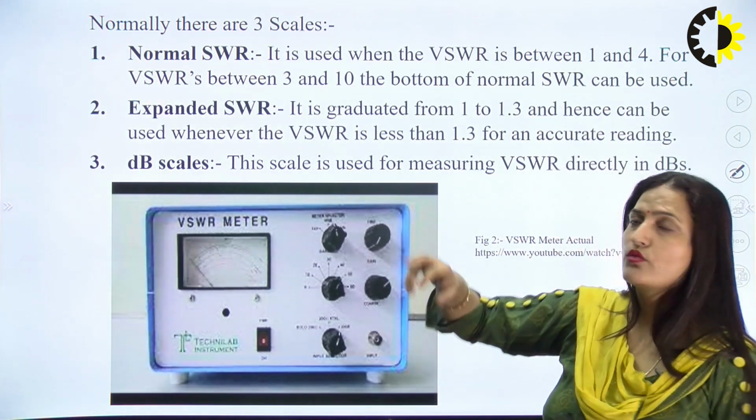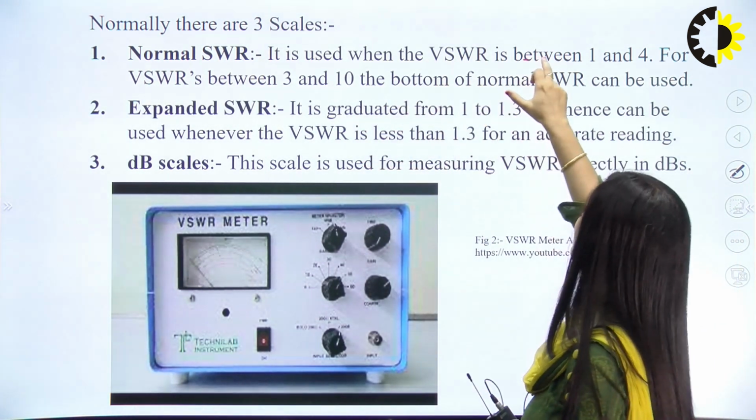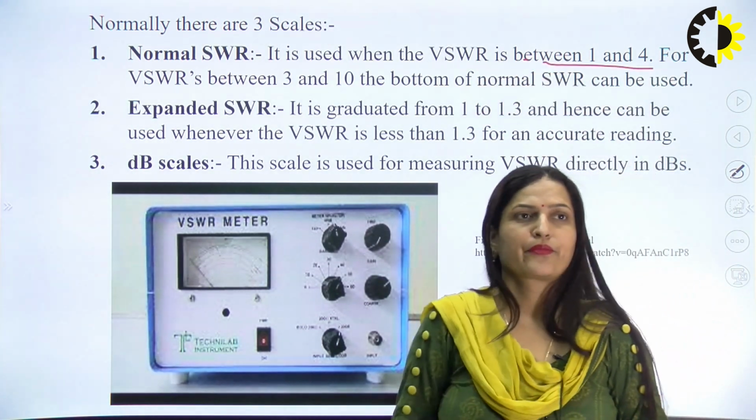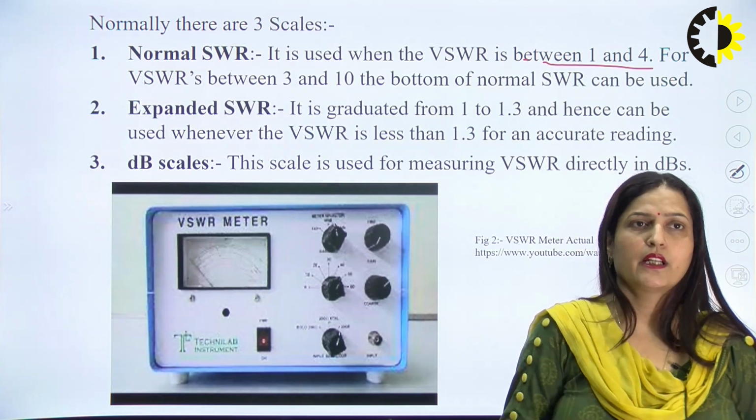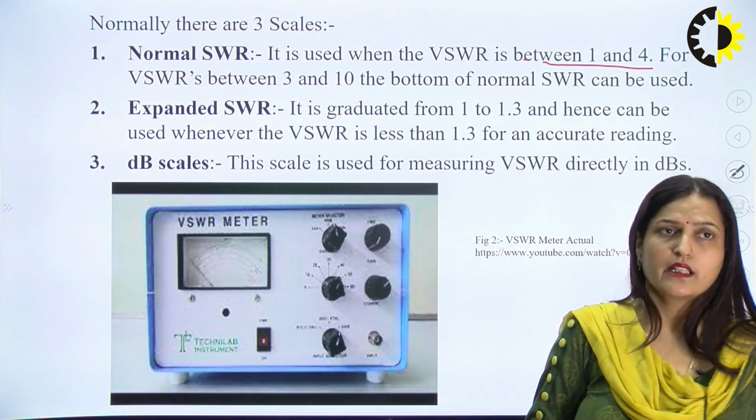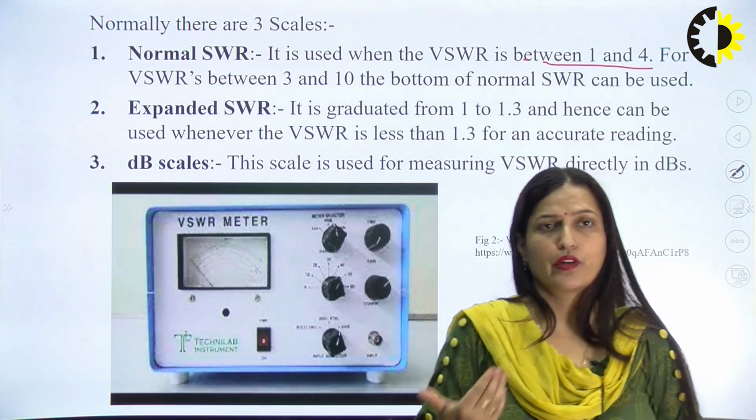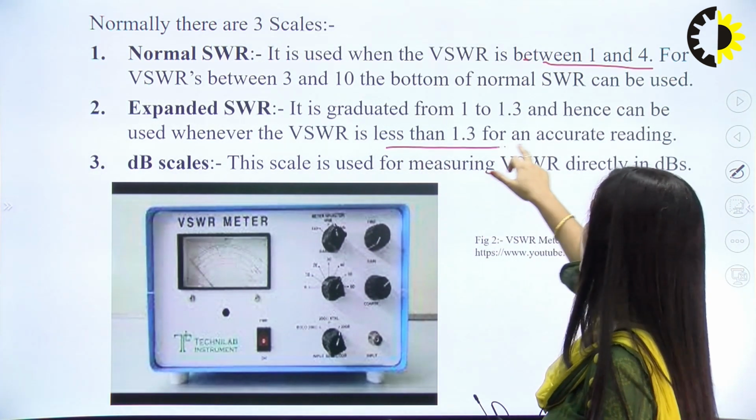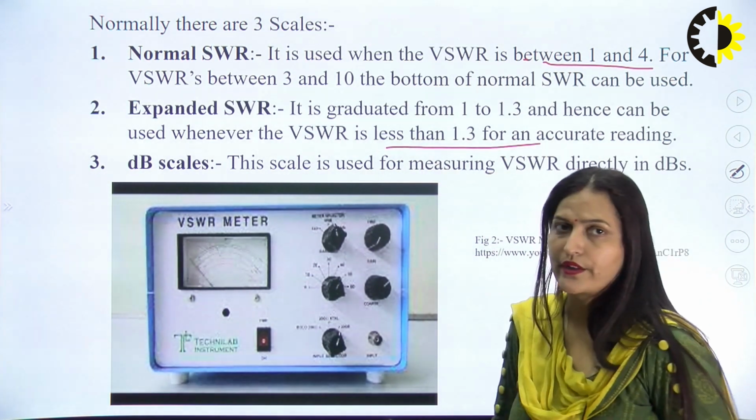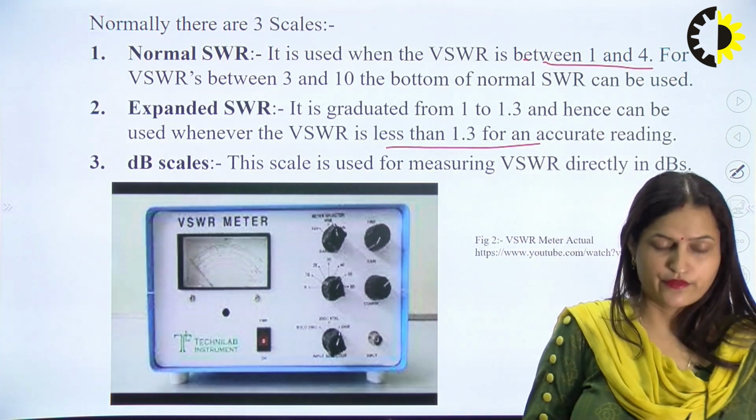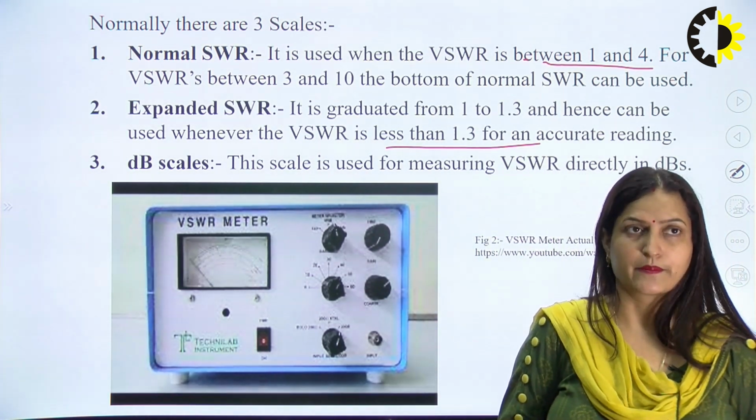Normal means it is used to calculate the VSWR between 1 to 4, right? And for VSWR between 3 and 10, at the bottom, normal SWR can be calculated. The expanded scale is graduated from 1 to 1.3 and hence will be used with VSWR less than 1.3 for an accurate reading. The dB scale is used for measuring VSWR directly in dBs.